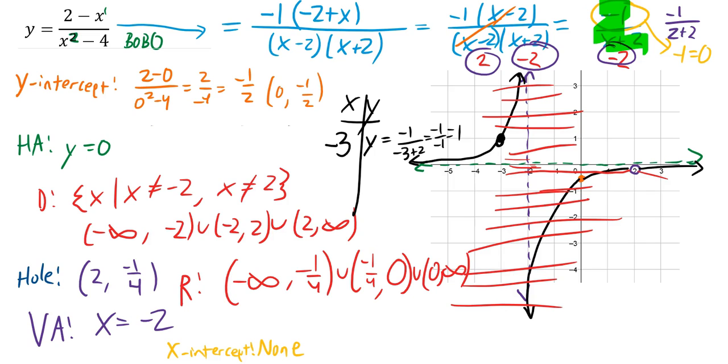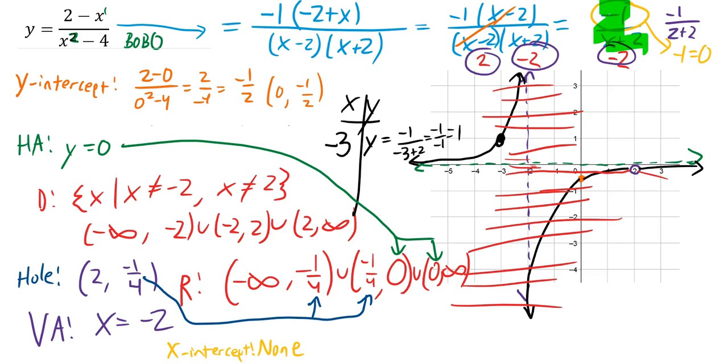Just to be clear, this 0 came from the fact that I have a horizontal asymptote at y equals 0. And these negative 1/4s came from the fact that my hole has a y value of negative 1/4.